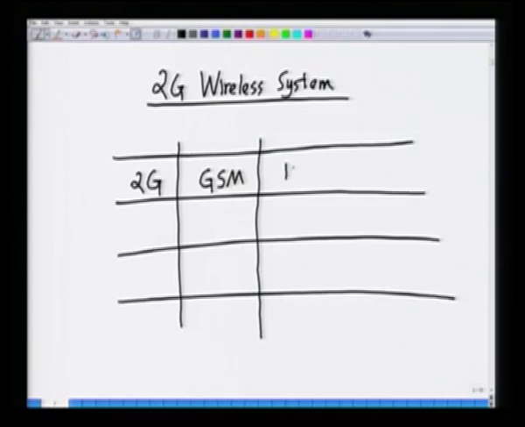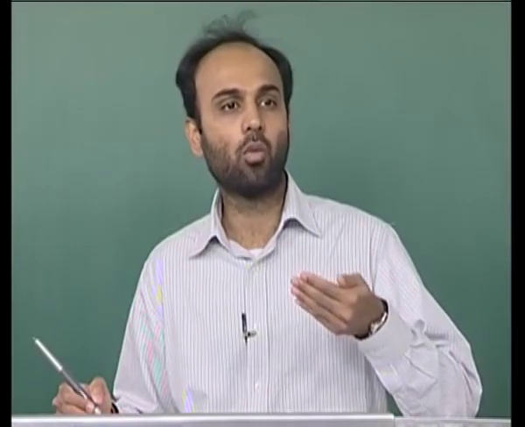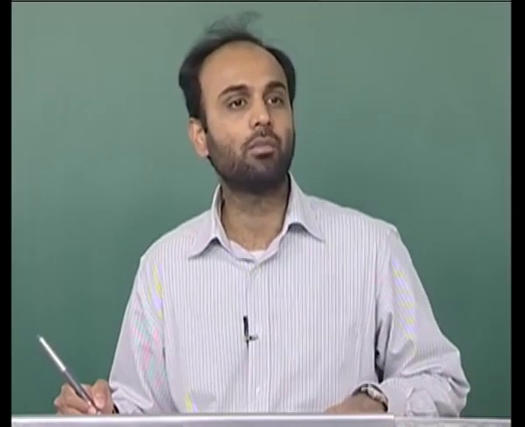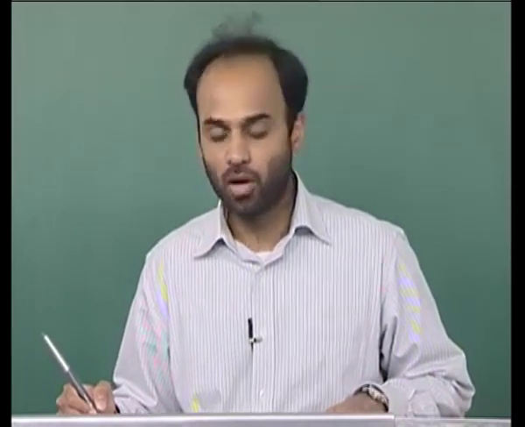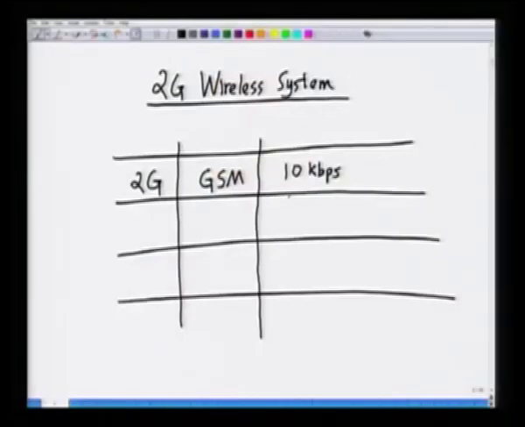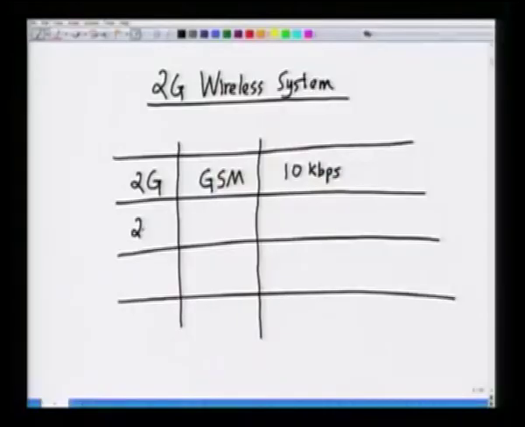This has a basic digital voice data rate of 10 kilobits per second. That is, when I talk about a voice data rate, I am talking about the voice call that you place from one GSM mobile phone to another GSM mobile phone, which has a data rate of approximately 10 kilobits per second. This is not the only second generation wireless standard that exists. There is another competing second generation wireless standard, which is CDMA. It stands for code division multiple access, and that also has a voice data rate of 10 kilobits per second.